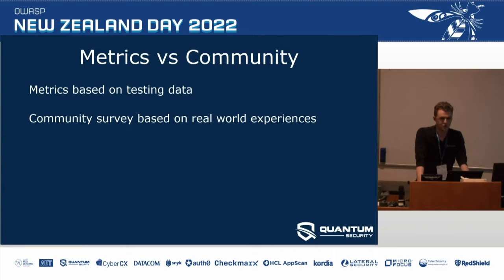So 2021 was new for OWASP because it started using metrics and community feedback. The metrics are based on testing data. This is huge amounts of data that their partner organizations are able to feed into them, which gives them a huge amount of insight into the different vulnerabilities that are being found in different applications. The community surveys were based on more real-world experiences. So this was when they reached out to security architects, engineers, and consultants to find out what they're seeing a lot of, what they care about a lot, and how they could incorporate those results into a 2021 Top 10.